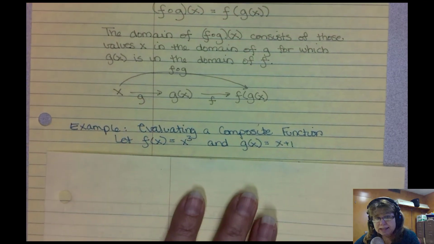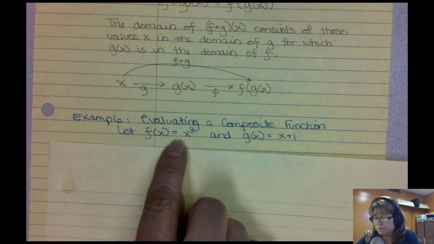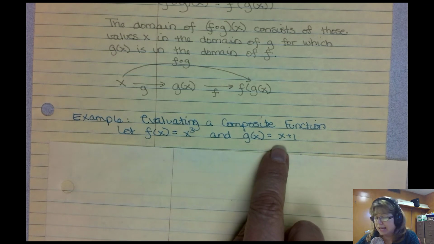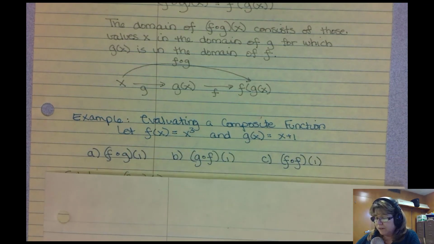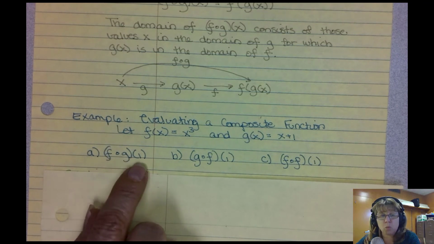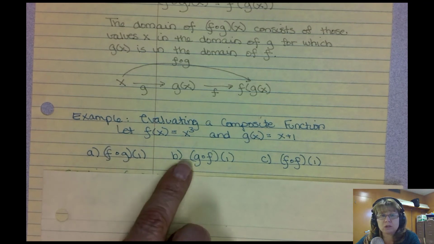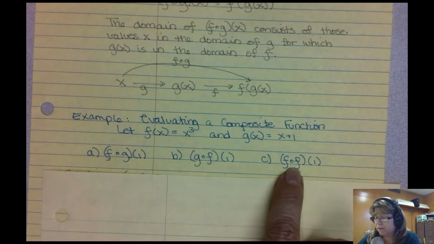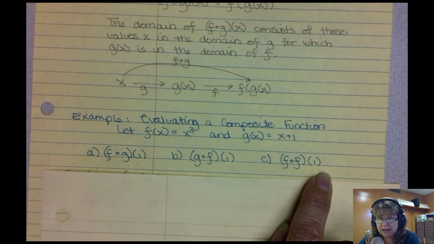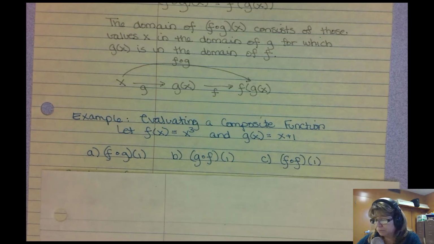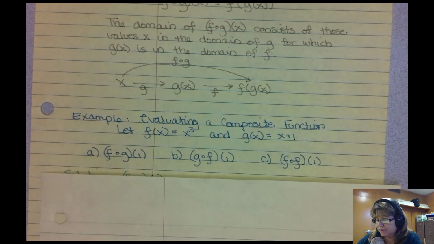Let's let f of x be x cubed, and let's let g of x be x plus 1. And we're going to figure out a couple of things. First of all, we're going to do f of g of 1. Then we're going to do g of f of 1. And then f of f of 1. Yes, you can do a composite function with itself. That's totally permitted.